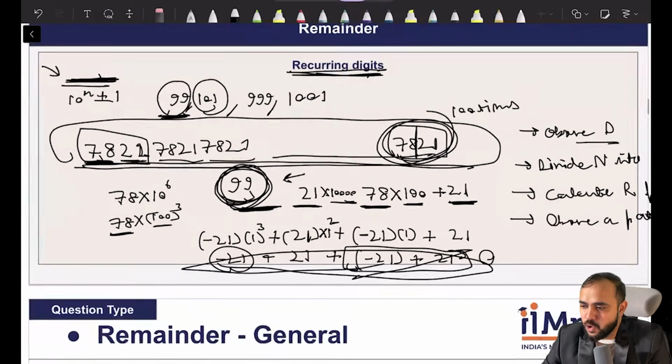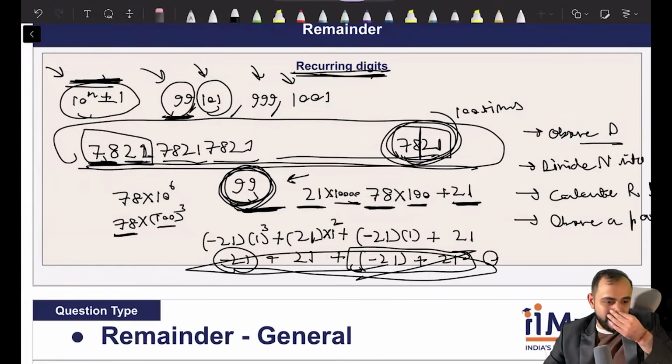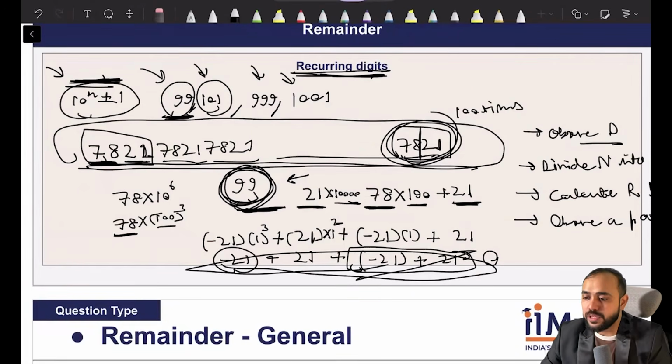All right. Now, this trick will only work if your denominator is of the form 99, 101, 999, 1001. If it is not of that format, then we will have to think of something else. And that something else would be the divisibility rules for specific numbers, which we will shortly see.